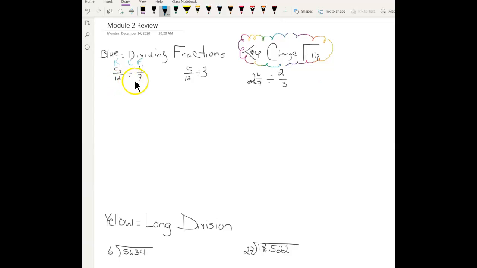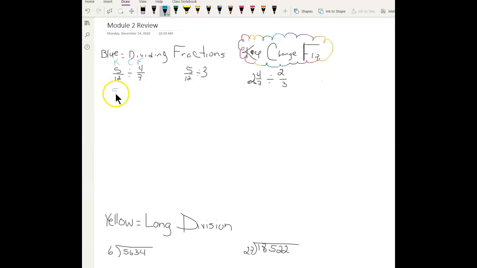And then we rewrite our problem. Remember, we do not try to do this in our head. You cannot try to do this in your head until you have been doing this for at least 20 years. Okay? Until then, you must write down KCF. You know what? I've been doing it like 40 years, and I still write KCF.